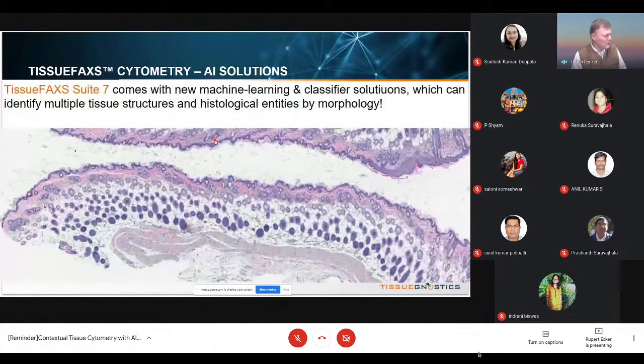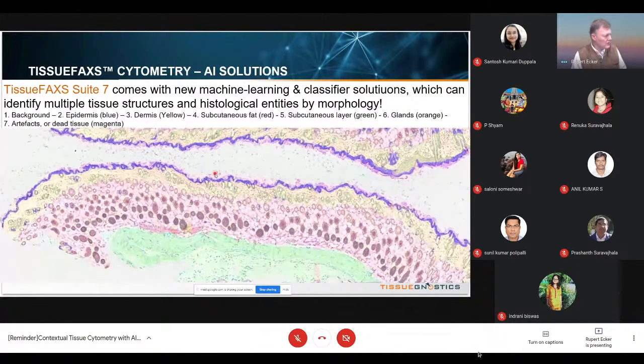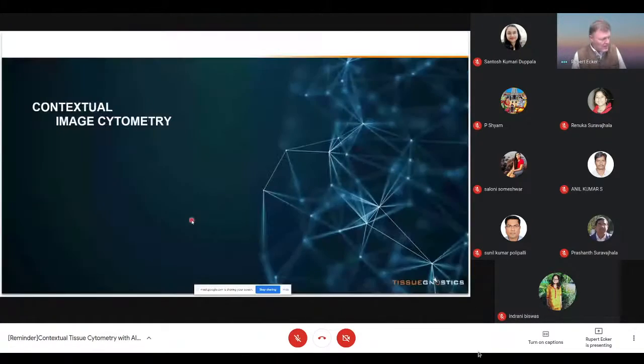Machine learning or classification is often used to identify certain histological structures, like here in the skin section. 7 classes are defined, including the epidermis, the dermis, or the subcutaneous fat. And based on this classification, further cellular analysis, as I have shown before, can be obtained. Now, we have seen that we can analyze or identify individual cells, the nucleus, the cytoplasm, subcellular compartments, or multicellular structures, all in an automated manner.